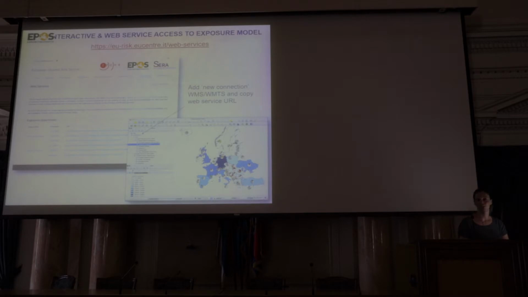So QGIS was shown earlier by Vita. This is just an example of QGIS. If I go up here on the left, you can add new connection, WMS or WMTS connection. And if you just copy this link from the website and put it into QGIS, it will bring the data from those interactive viewers into your own QGIS installation. So you can work directly with the exposure data locally.